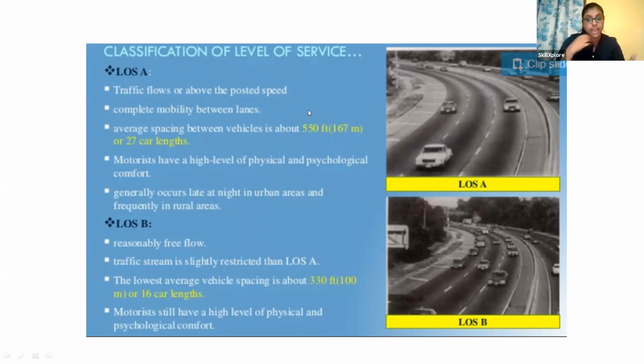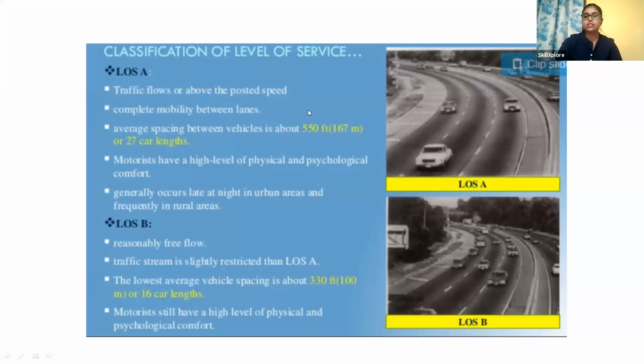The first is level of service A. Level of service A means that, here in the figure itself, we can see that there is not much traffic. The vehicles can maneuver in whichever way they want. So the traffic flows at or above the posted speed, and complete mobility between the lanes is there. Such a level of service is known as level of service A. It occurs late at night in urban areas and frequently in rural areas.